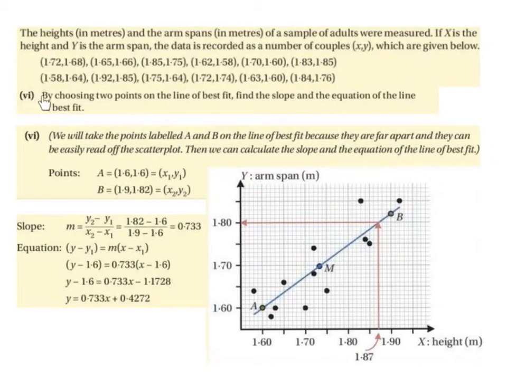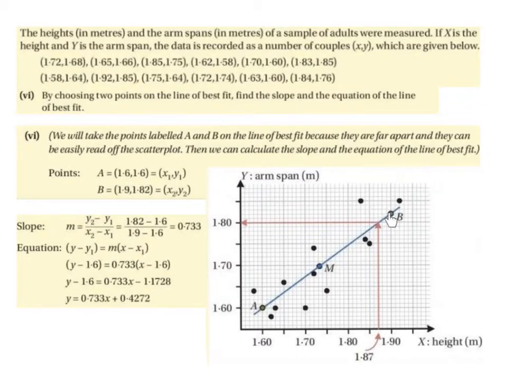Part 6. By choosing 2 points on the line of best fit, find the slope and the equation of the line of best fit. We will take the points labelled A and B on the line of best fit because they are far apart and they can be easily read off the scatter plot. The point A that we've drawn in on the line of best fit, in green, is the point 1.60 for the x value and 1.60 for the y value. It's just a coincidence that its x and y values are the same.